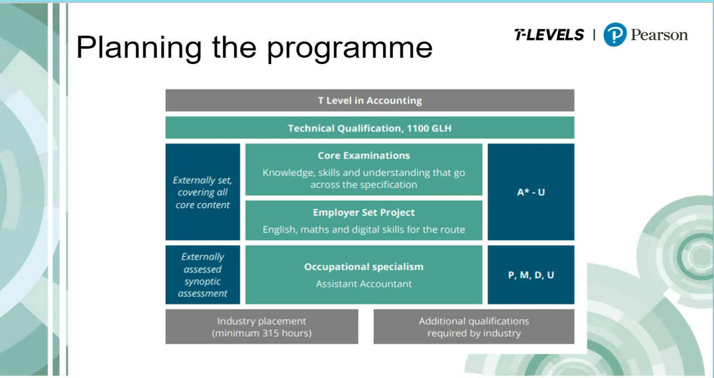It's got 500 guided learning hours and is assessed through two externally set core examinations and an employer-set project. For the accounting qualification, there's one occupational specialist component, which is 600 guided learning hours. Students undertaking the T-level technical qualification in accounting will complete the assistant accountant vocational specialism.